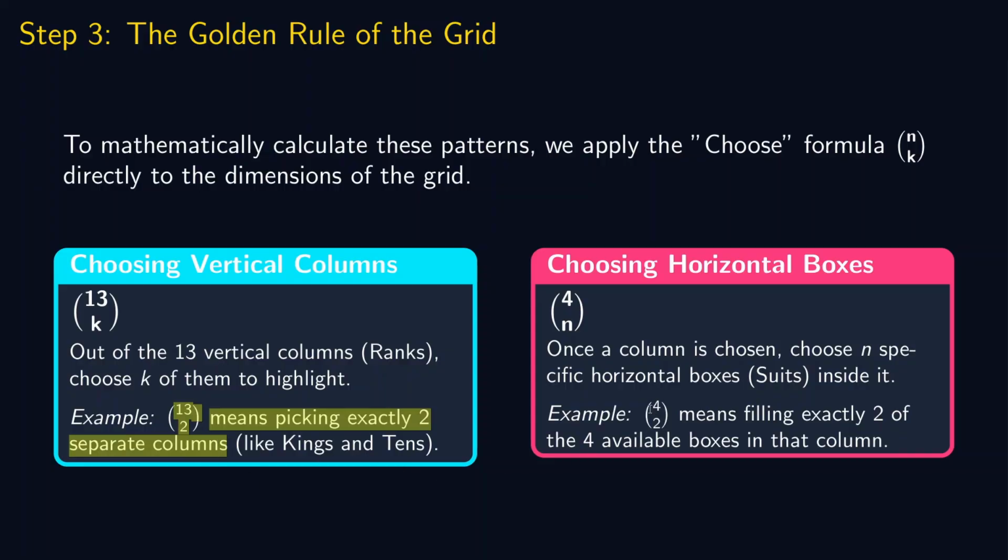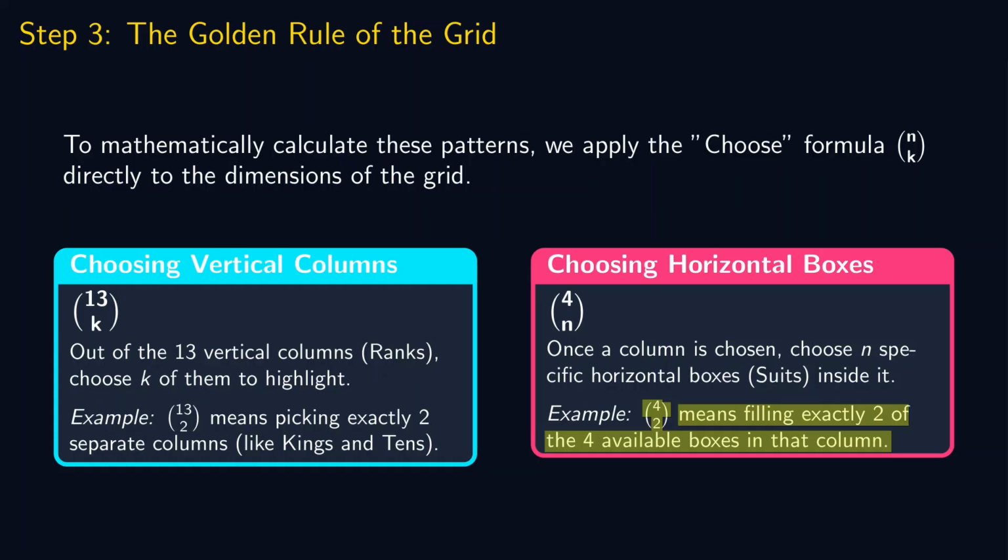And 4 choose 2 means filling exactly 2 of the 4 suit boxes inside a chosen column, like taking the spade and the heart versions of a card, but not the diamond or the club. This column and row logic is the engine behind every single calculation we are going to make. Different hand types will require different column patterns and different row selections, but the underlying principle is always the same. Choose your columns, choose your rows, multiply.